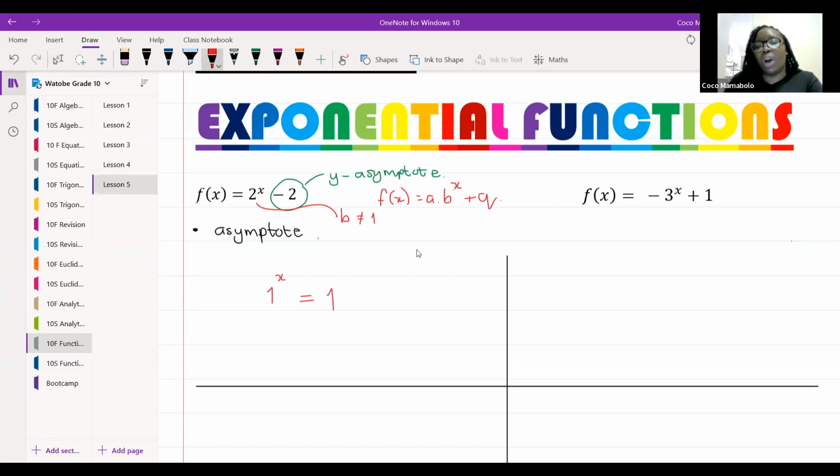The answer will always be 1, and we won't have a graph. We will just have a straight line. So we can't do that.